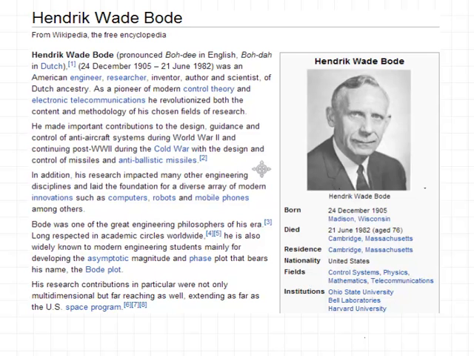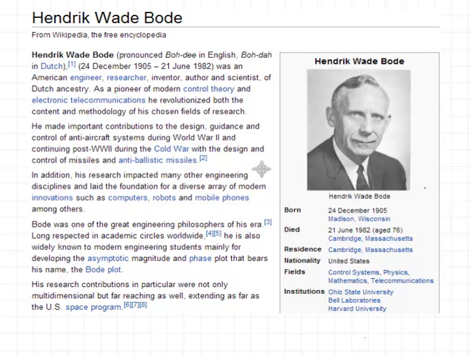As a pioneer of modern control theory and electronic telecommunications, he revolutionized both the content and methodology of his chosen fields of research. He made important contributions to the design, guidance, and control of anti-aircraft systems during World War II, and continuing post-World War II during the Cold War with the design and control of missiles and anti-ballistic missiles. In addition, his research impacted many other engineering disciplines and laid the foundation for a diverse array of modern innovations such as computers, robots, and mobile phones, among others.